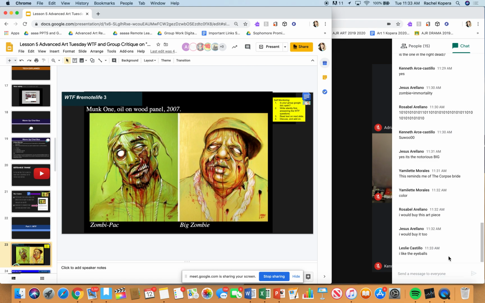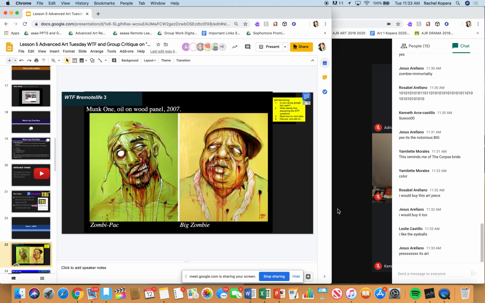Leslie, why do you like the eyeballs? It's interesting that they're white, right? Normally we would look to eyes, but because there's no eyeballs, our eye moves around the page. Jesus Ariano's like, yes, no, duh, it's art. Hello, this is art. Right? It's making us feel and think something.